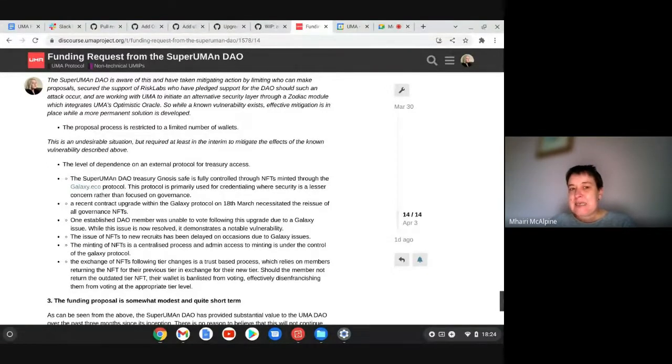And also the minting of NFTs is a centralized process, and the admin access to minting is under the full control of the Galaxy protocol. When tier changes occur as part of the governance process to adjust the amount of voting weight that a member has, it relies on a trust-based process where the members have to return their NFT in order to exchange it for the new tier. And if the member doesn't return it, their wallet is blacklisted from voting, disenfranchising them. I'm quite concerned around the security of this. How do other people feel about this?